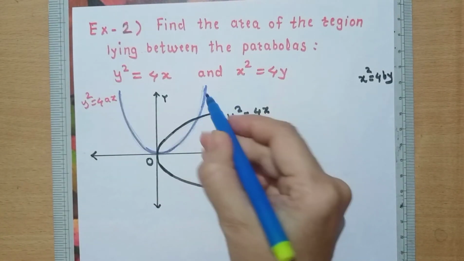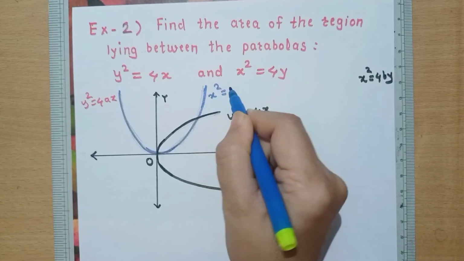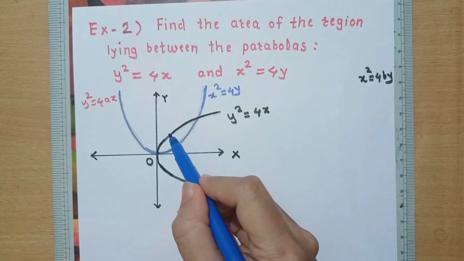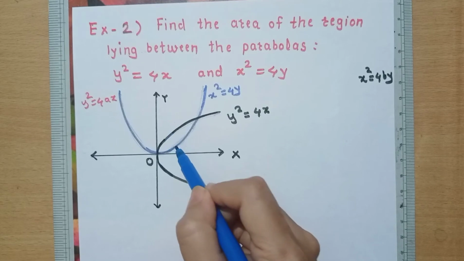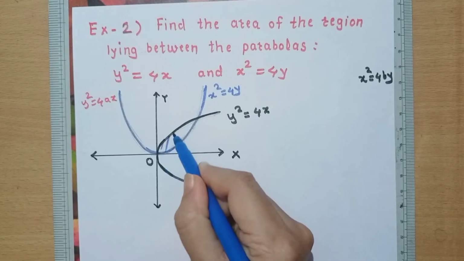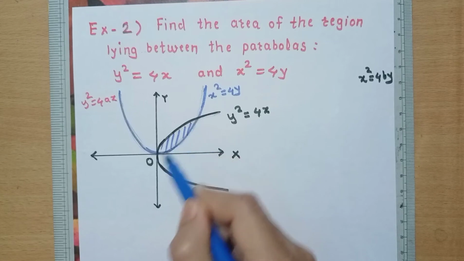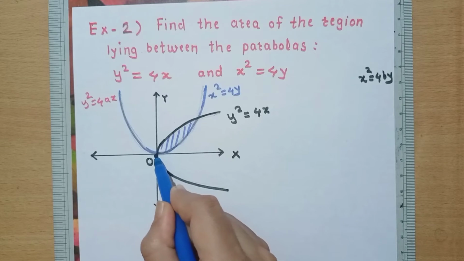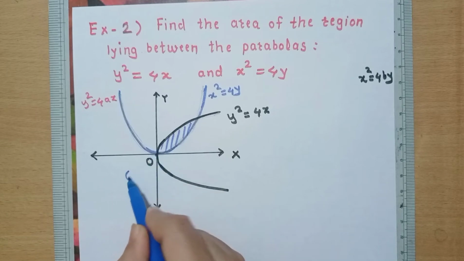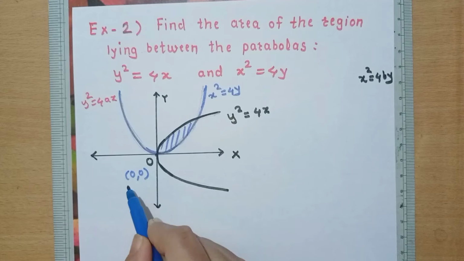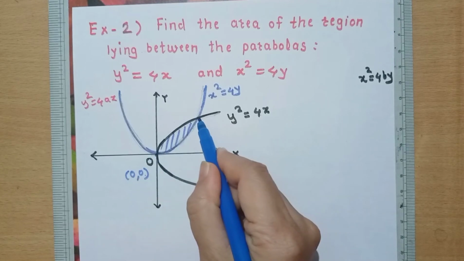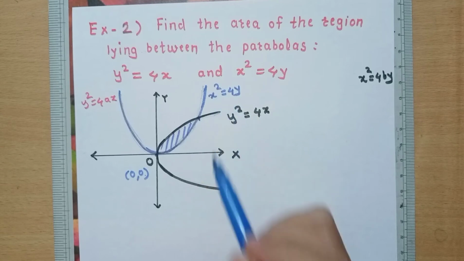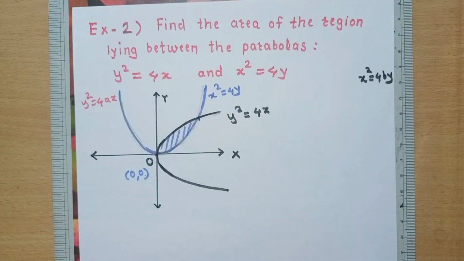So I am writing this is x square is equal to 4y, and we have to find out the area between these two parabolas. So this is the required area. First we have to find out the points of intersection. This is the first point of intersection, which is the origin. Its coordinates are 0, 0.